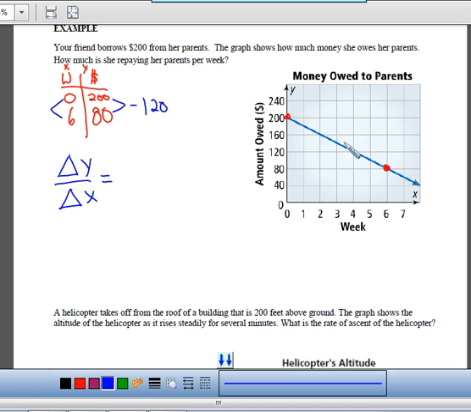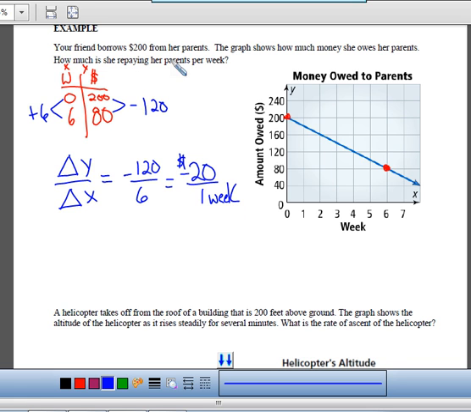I already know this is linear because I can see that it's a line. So I'm just going to, I don't need all the points in between. To go from 0 to 6, it's increasing by 6. So I have negative 120 over positive 6. So then when I divide that or simplify it, I end up with negative $20 per week.